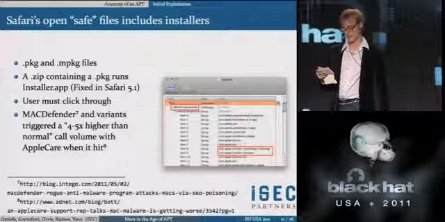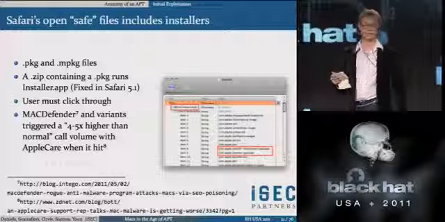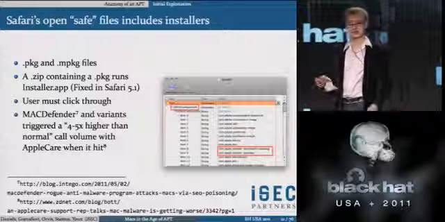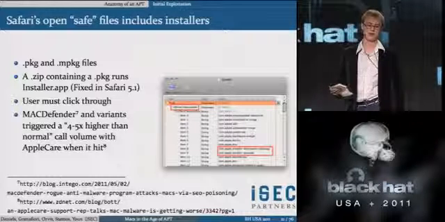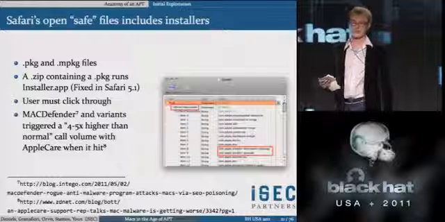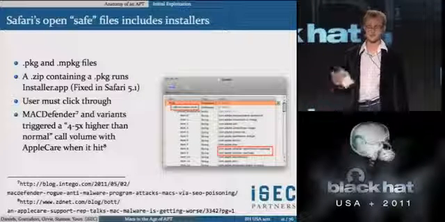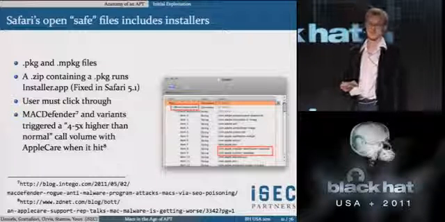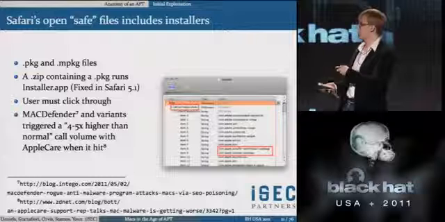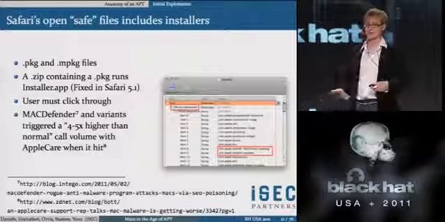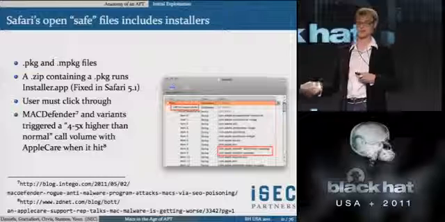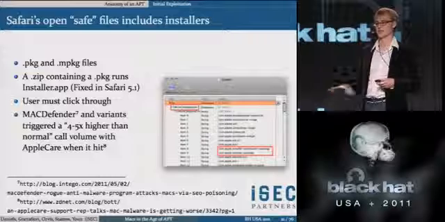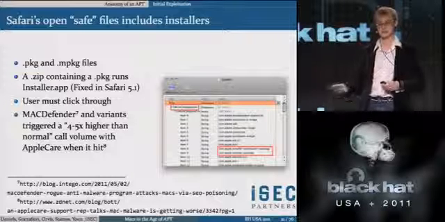Essentially, it was a drive-by download. The users had to have the safe files checkbox checked, and Safari would automatically unzip the download and automatically run installer.app, which would then open the package file that would install Mac Defender. At that point, the user would have to click through the installer and actually let the installer run normally. Basically, the point here is that Mac Defender and its variants triggered 4 to 5 times higher than the normal call volume at AppleCare. So while they fell for the initial exploit, they were aware that something odd was going on. But there's no reason why you couldn't write an exploit that once it installs, it just wouldn't do anything obvious to the user.